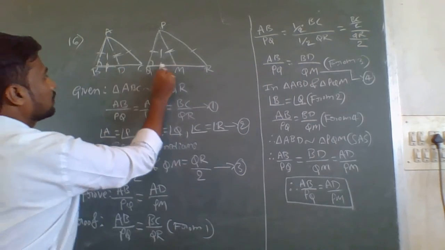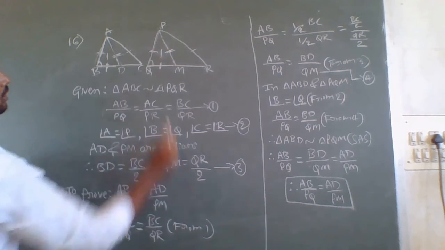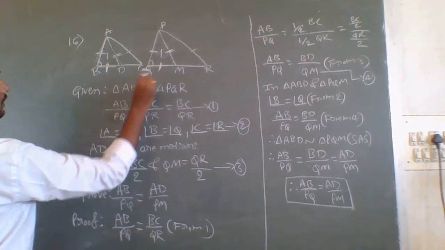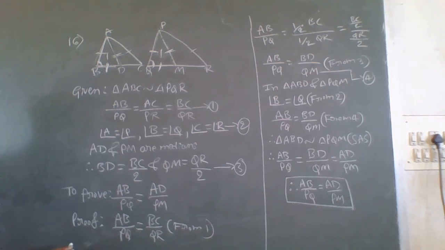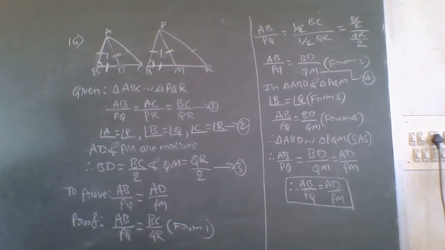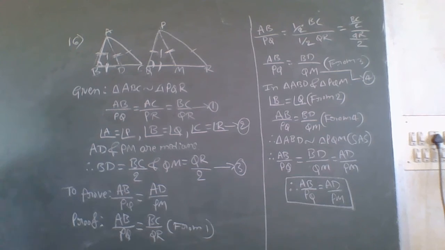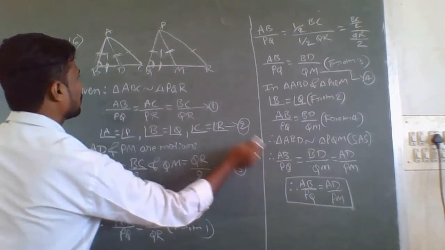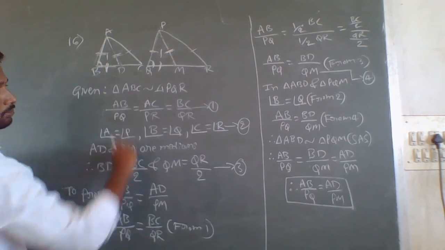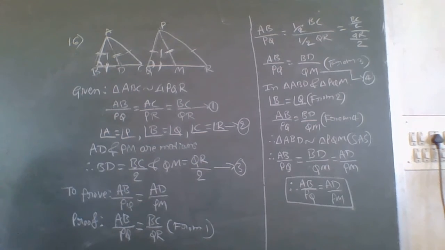Now we will consider these two triangles ABD and PQM. So here these two sides are proportional and these two angles are equal. So now by side angle side these two triangles are similar, therefore all the sides of these two similar triangles are proportional to each other. So here we got AB by PQ is equal to BD by QM is equal to AD by PM. So we can write here AB by PQ is equal to AD by PM.